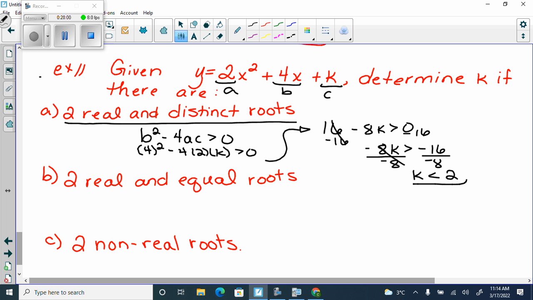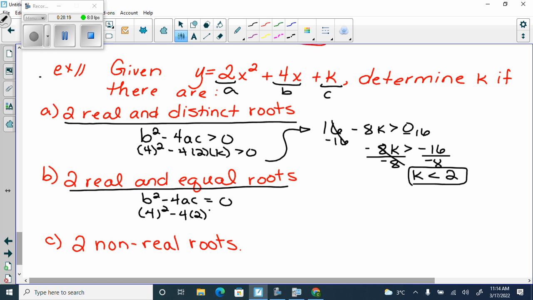So remember, it flips. What happens when it's an equal sign? Does an equal sign flip or do anything? No, it's an equal sign. It's still an equal sign. It's not going to change. So here we have two real and equal roots. B squared minus 4AC equals 0. We're still getting the same thing. 4 squared minus 4 times 2 times k. So I get 16 minus 8k equals 0. Subtract my 16. I get negative 8k is equal to negative 16. Divide by negative. When it's an equal sign, it does nothing. So I get k equals 2.